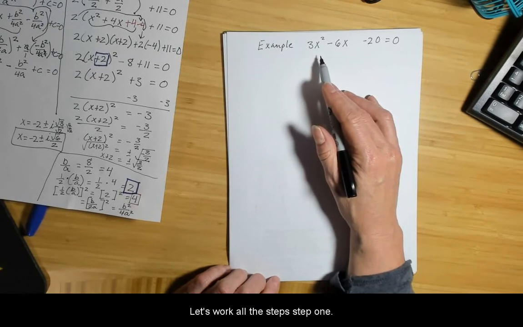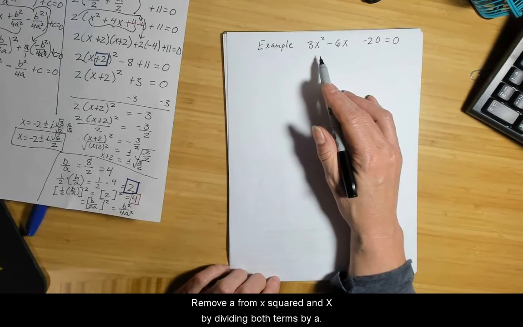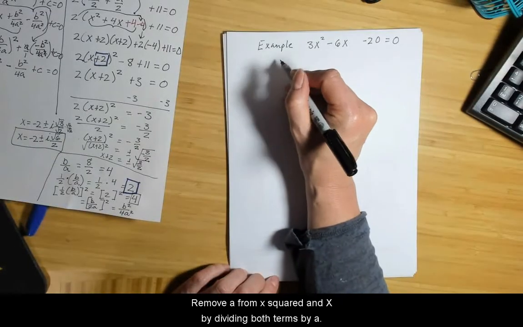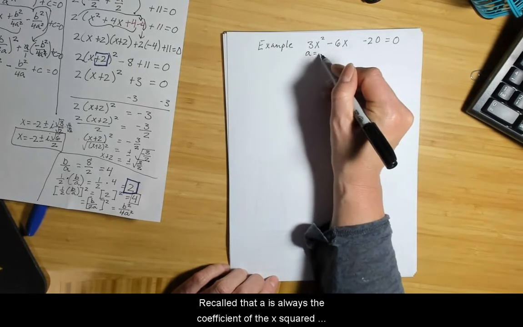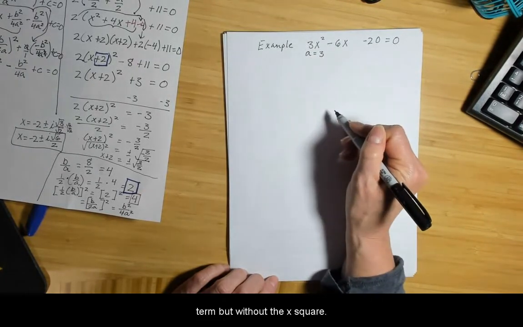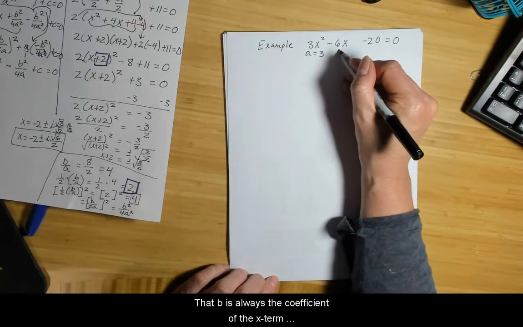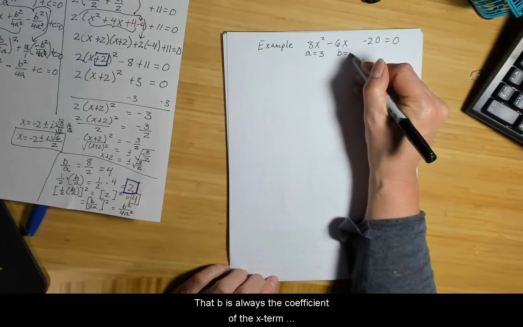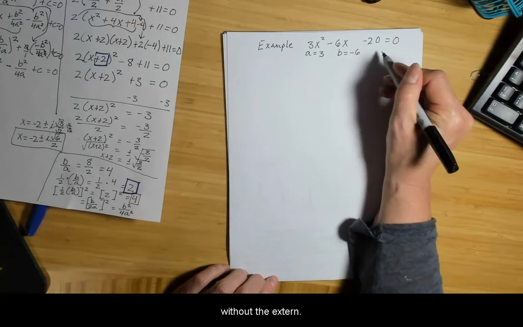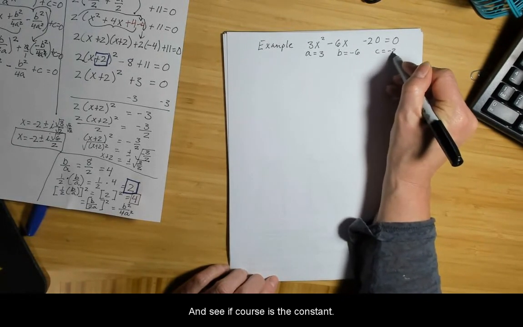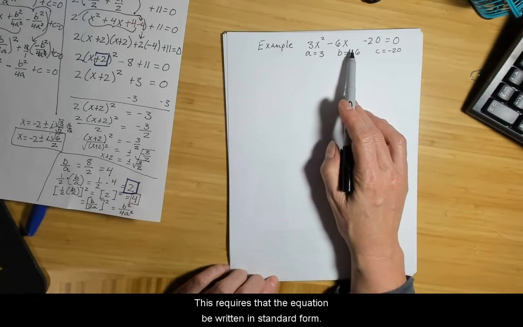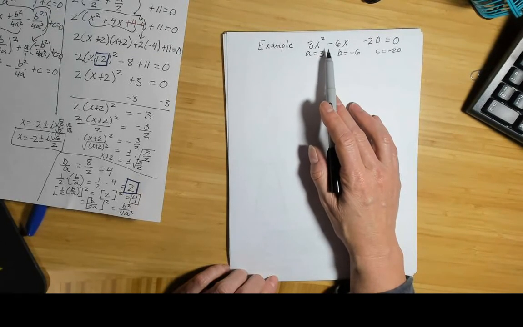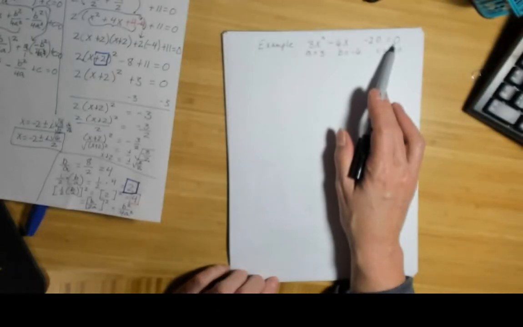Let's recall the steps. Step 1, remove a from x squared and x by dividing both terms by a. Recall that a is always the coefficient of the x squared term, but without the x squared. That b is always the coefficient of the x term, without the x term, and c, of course, is the constant. This requires that the equation be written in standard form. Everything on one side, 0 on the other side.